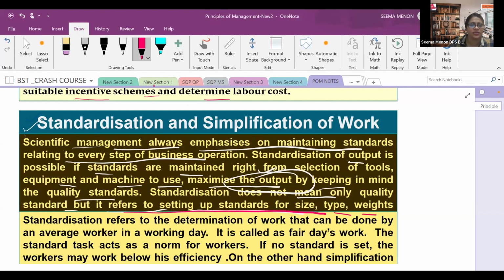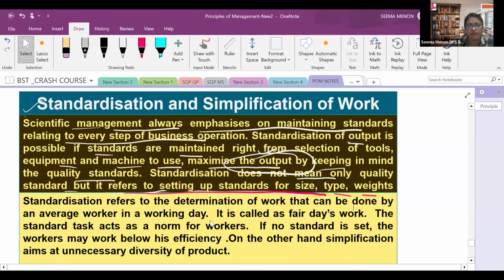So standardization is a must. If the commodities, the basic things, the tools, and the machines are selected in a very standard way, then our finished product can also maintain the quality standard, whatever the output may be.